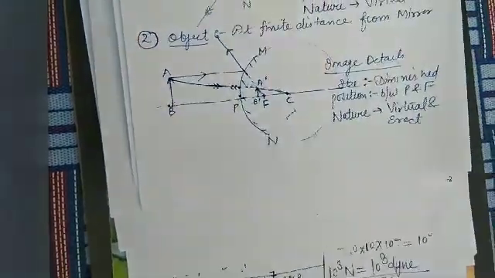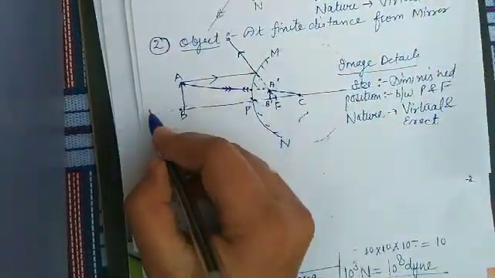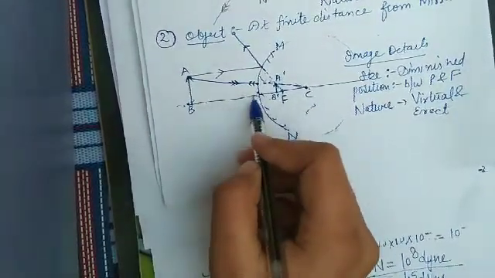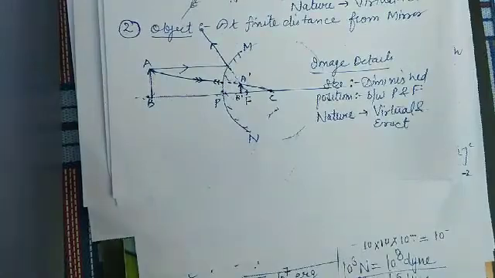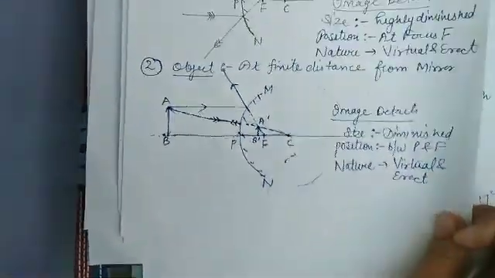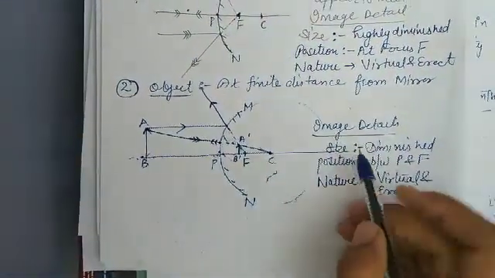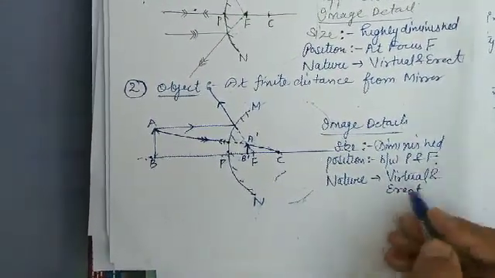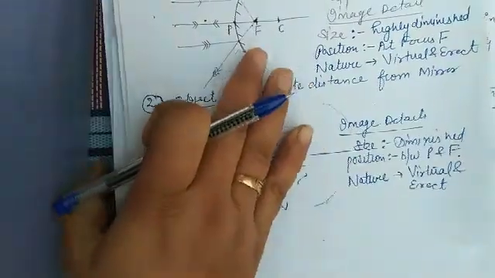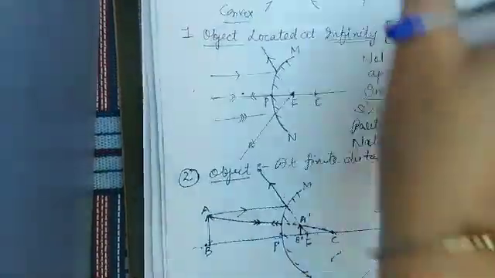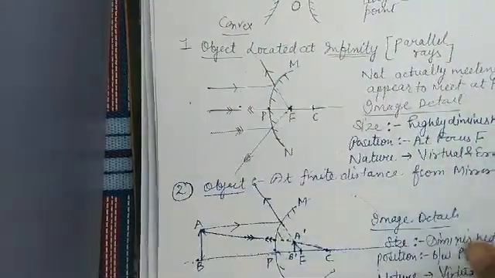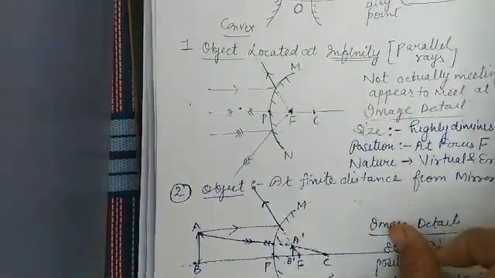Okay, so for any case not at infinite, the object may be located at any point. For all the cases the result is same. What is the result? That size is diminished, between P and F, and virtual and erect. So there are only two types of image formation in case of convex mirror. Okay, so let's do some conclusion from examination point of view.